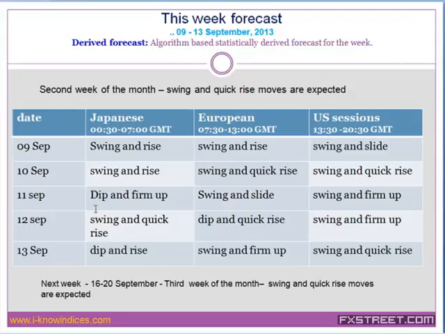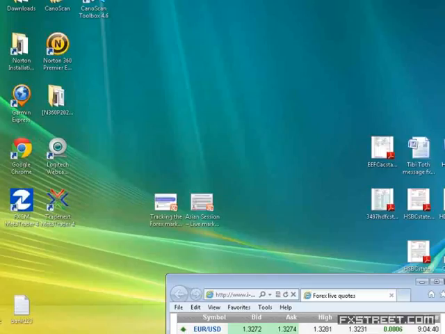So the expected market moves are dip and firm up move during that of the Japanese session, and swing and slide during that of the European session. You could have seen that GBP quickly made a jump for the data and subsequently not breaching the high for more than 30 minutes, and they are slowly expected to make the slide. Then swing and firm up during that of the European session. So this is the forecast for the day, and which is available in FX Trade website.